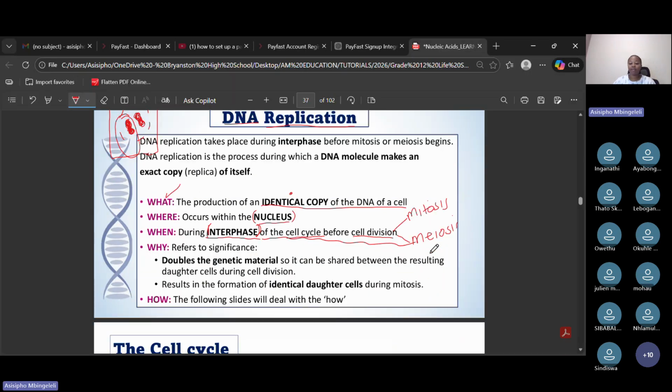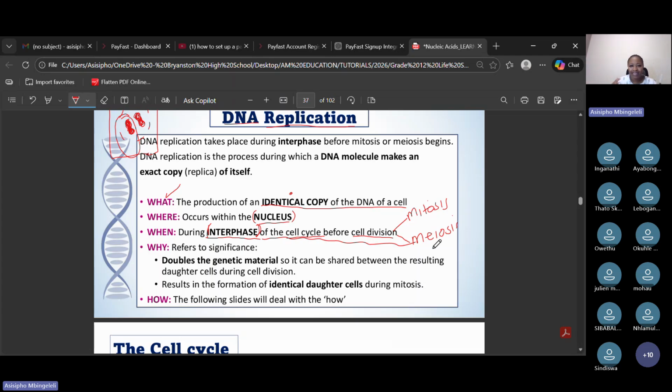Thank you, guys. Remember, feel free to stop me anytime. So what is it? We are making a copy. Where does it take place? In the nucleus. When? Interphase. So interphase is the phase whereby the cell will make a copy of that DNA, and then cell division starts. Either mitosis starts or meiosis starts.